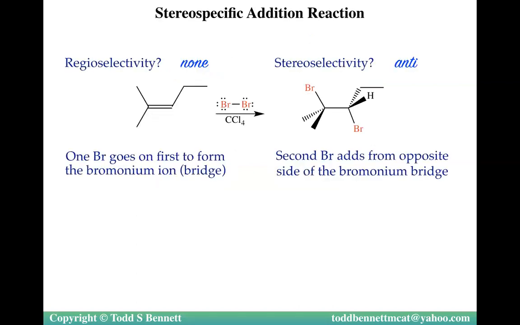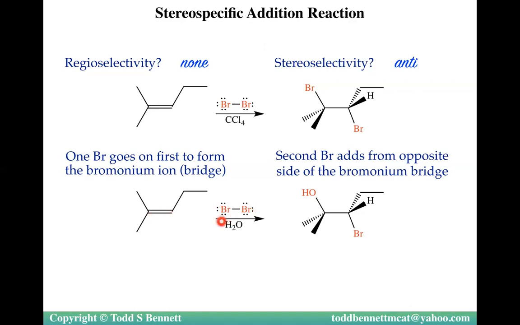Okay, so I want to do a few twists on this. Again, we know it's anti, and we know it goes through that bromonium ion bridge, which is the bromine inserting into the pi bond. So what happens instead of doing it in CCl4, where bromine is both the electrophile, which goes on first, and the nucleophile, which comes in and displaces it?